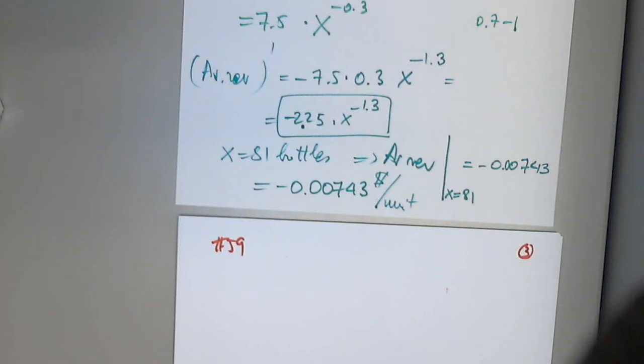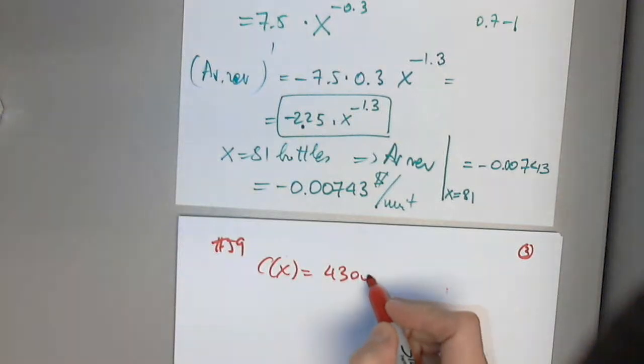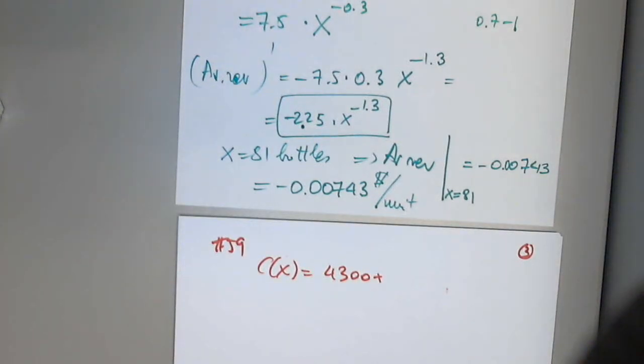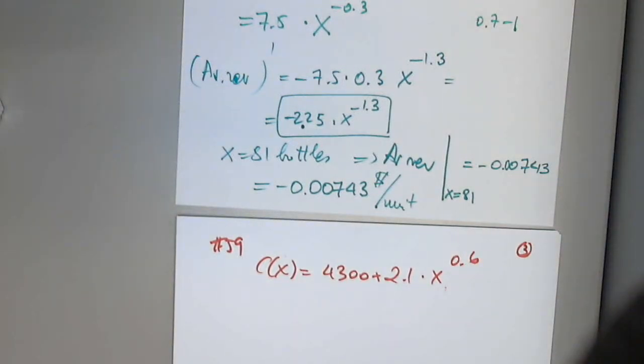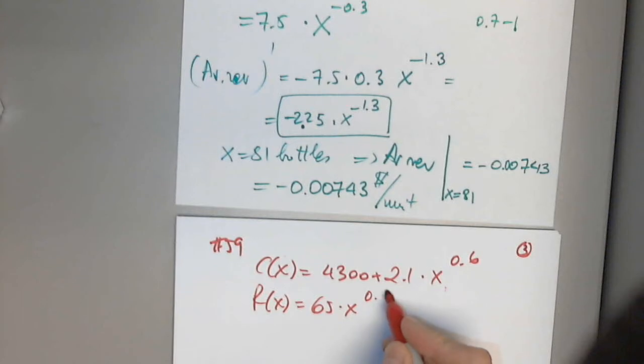Okay, so in 59 we're given the cost function, which is 4,300 plus 2.1 times x^2.6. Yes, I see the revenue is also given. That's awesome then. That's fine. 65 times x^2.9. And they're asking us the same thing: to find the rate at which the average profit per vase is changing when 50 are made and sold.